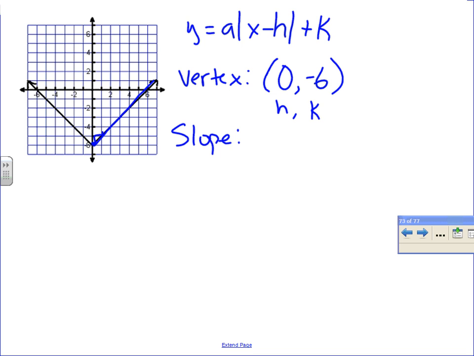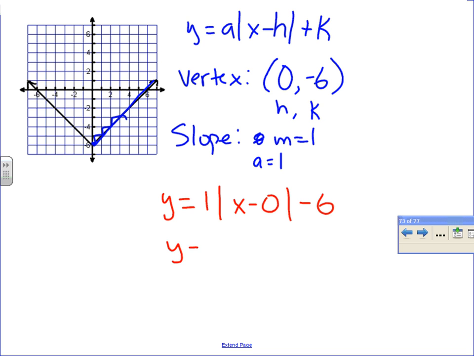Now if we look at just our right-hand side, we need to find the slope. Up 1 over 1, up 1 over 1. This is kind of boring. Our slope, which is m, for the right-hand side is 1. So since it's 1 for the right-hand side, we know that the a is 1. So let's plug into our equation what we have. y equals 1, that's the a, which is our slope, absolute value of x minus h, which is 0 in this one, plus k, but since the k is negative, it's minus 6.